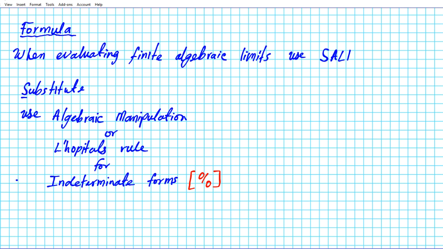You substitute first. If you get an indeterminate form, you use either algebraic manipulation or L'Hopital's rule to handle that case. In the examples we're going to be doing today, we're just going to deal with substitution and evaluation, and then in subsequent presentations we'll take a look at indeterminate forms and how to use either algebraic manipulation or L'Hopital's rule to evaluate those limits.